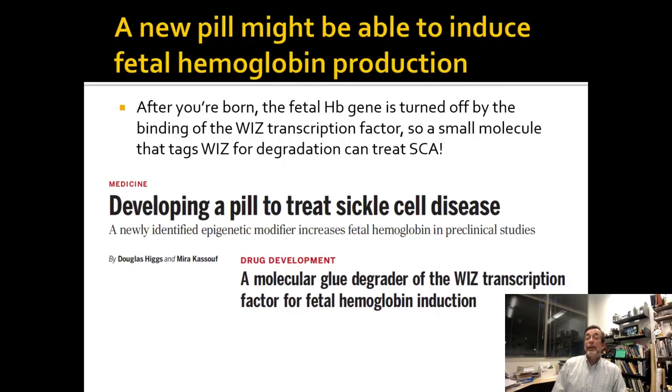And we want to think about, could there be a pill that could do this? When you're born, the fetal hemoglobin gene is turned off by the binding of one particular transcription factor called WIS. And in fact, it's kept off. Right now, you have the WIS transcription factor sitting on your fetal hemoglobin gene and keeping it off. What if there's a small molecule that can tag WIS for degradation, so the cell chops it up, opens up the fetal hemoglobin gene, and then all of a sudden you have all this fetal hemoglobin?